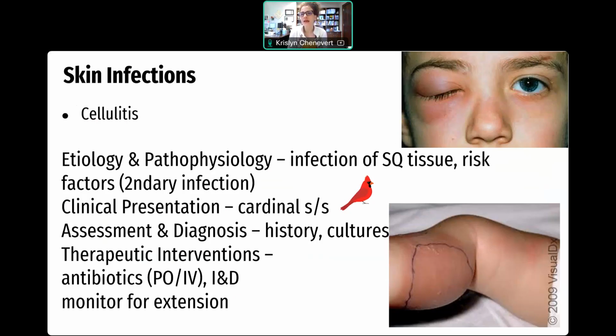And then secondly, that infection can cause damage to the optic nerve, and this can actually cause vision loss in the patient. So we want to have very astute assessment of their vision. If they start reporting blurry vision or loss of vision, that's very, very much reportable, and we want to let the providers know.